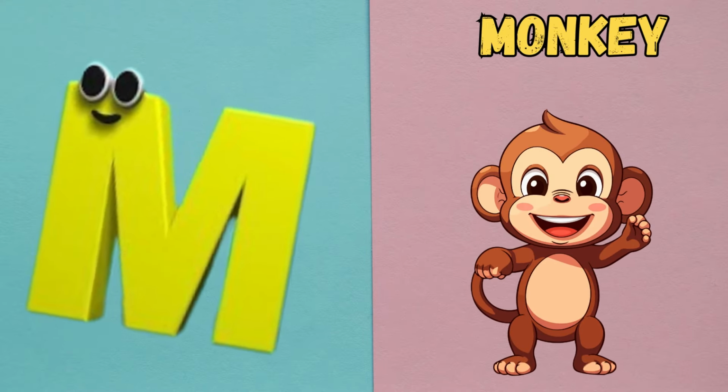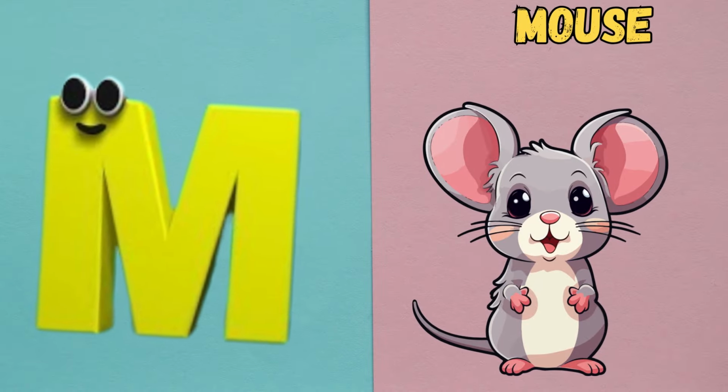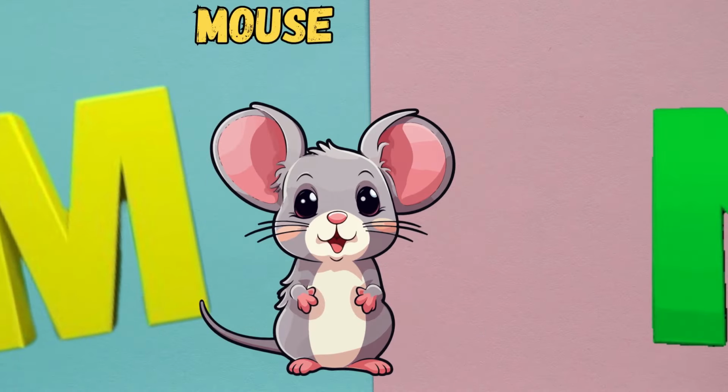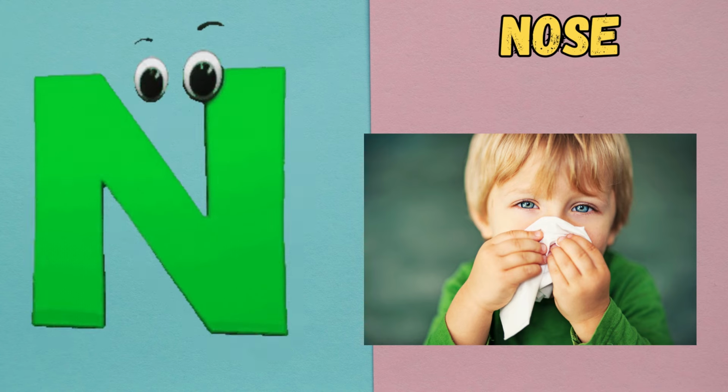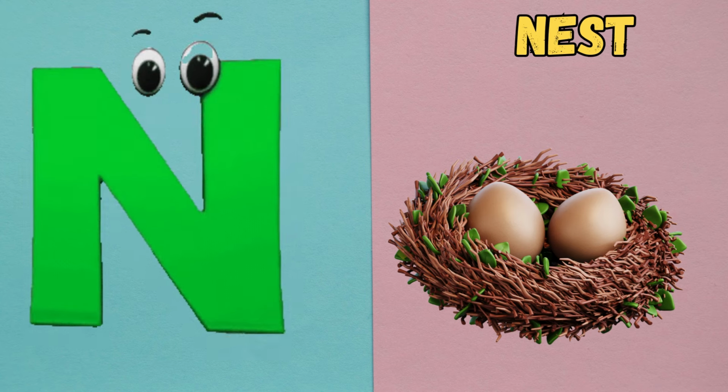M is for monkey, m, m, monkey. M is for mouse, m, m, mouse. N is for nose, n, n, nose. N is for nest, n, n, nest.